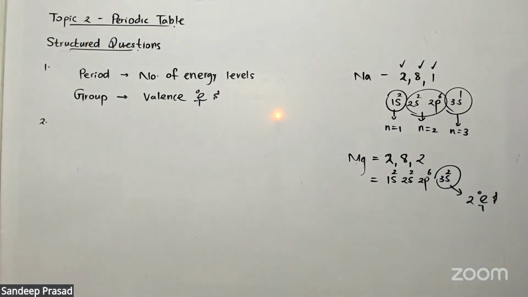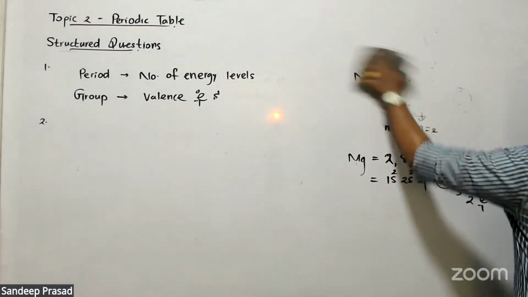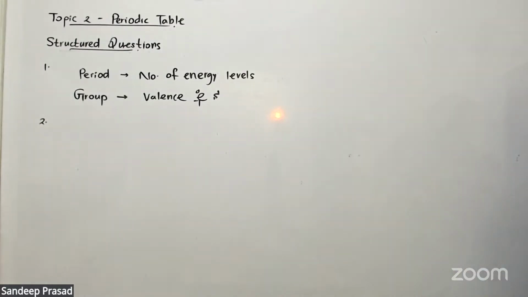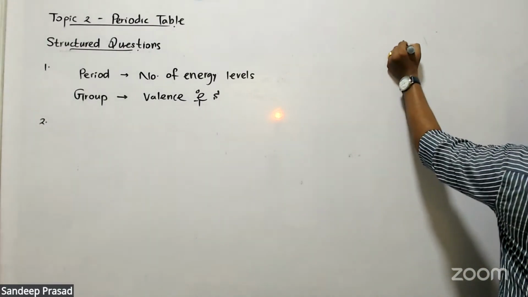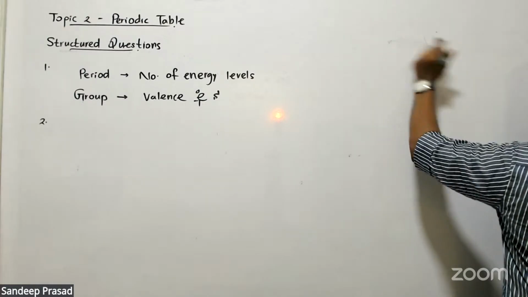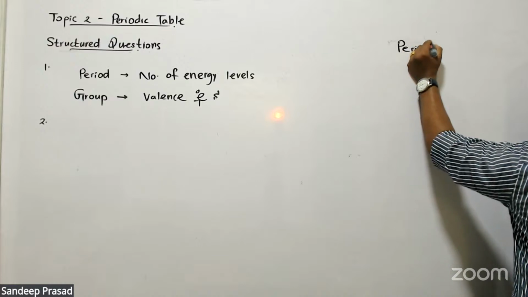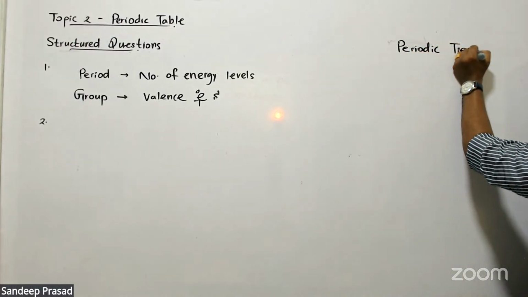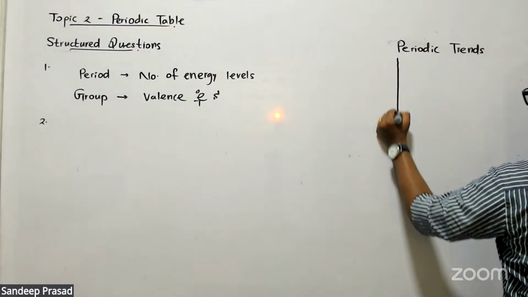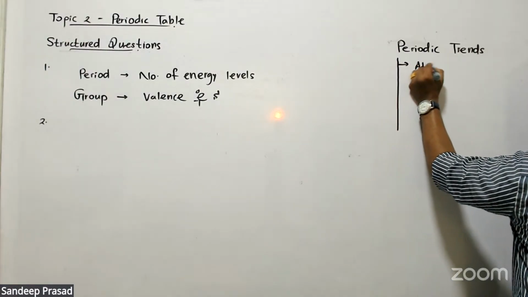Question number 2. Explain the trend in atomic size across a period and down a group. Okay, so in unit number 1, we are learning this theory. Actually, we have to discuss atomic trends, periodic trends. Under this topic, we are discussing atomic radius.